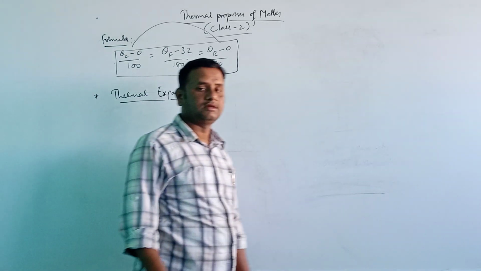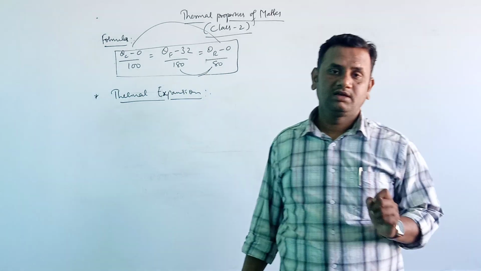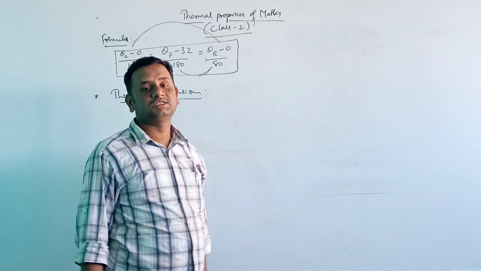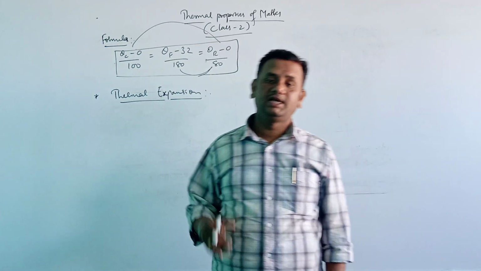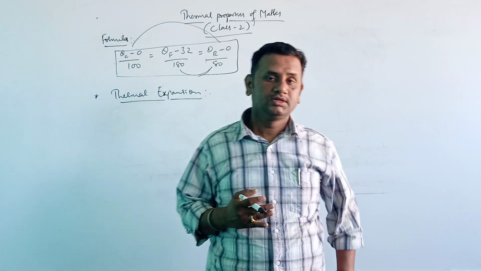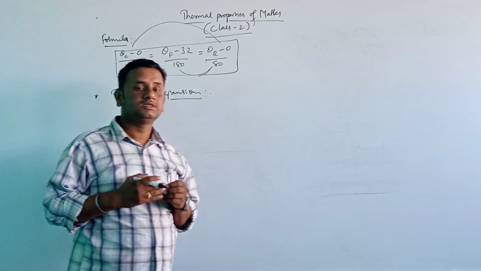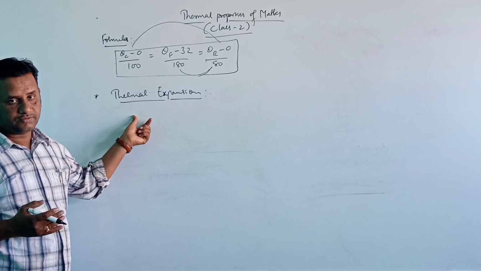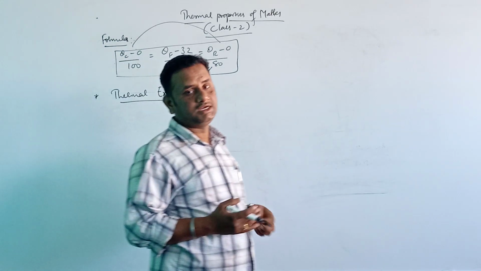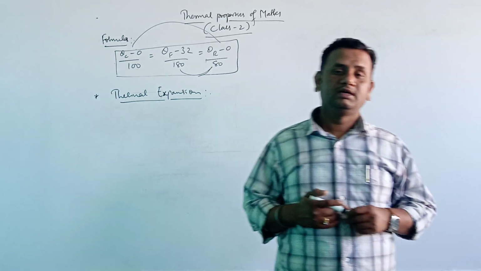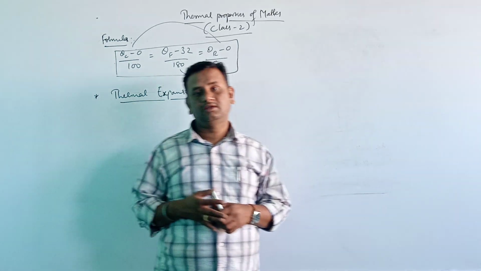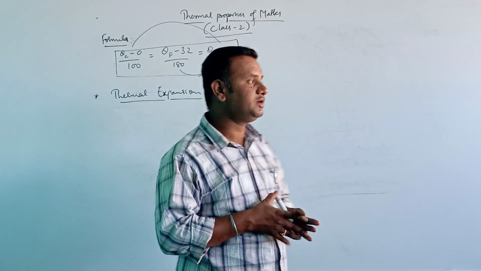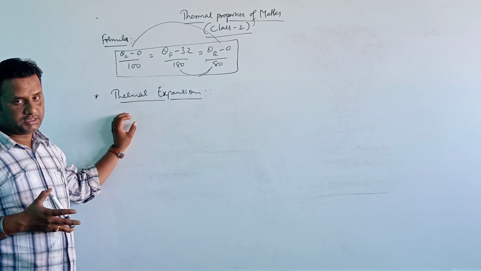Thermal expansion. Thermal means heat here. So when the temperature of any substance is raised, when it is heated to a high temperature, it expands. That is called thermal expansion. A substance, when it is heated continuously, expands in length, area or volume. Such expansion is called thermal expansion.